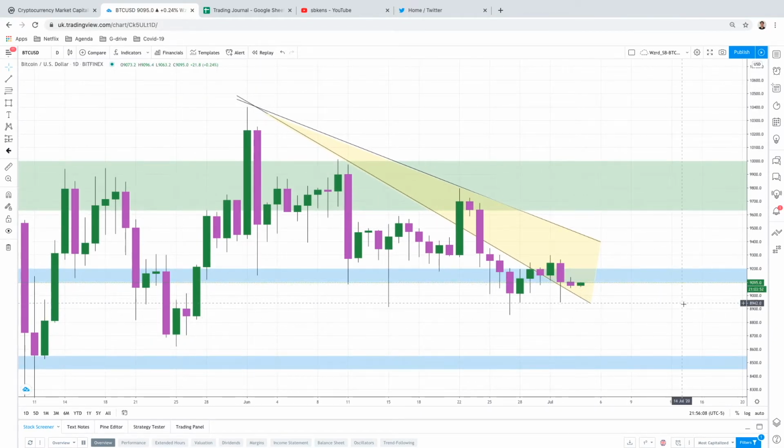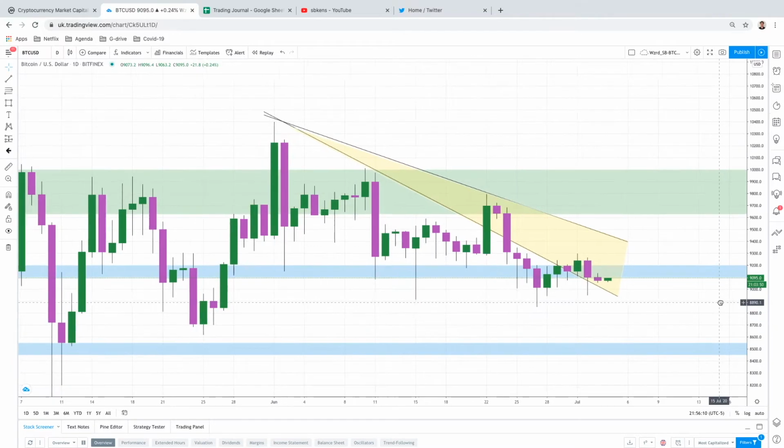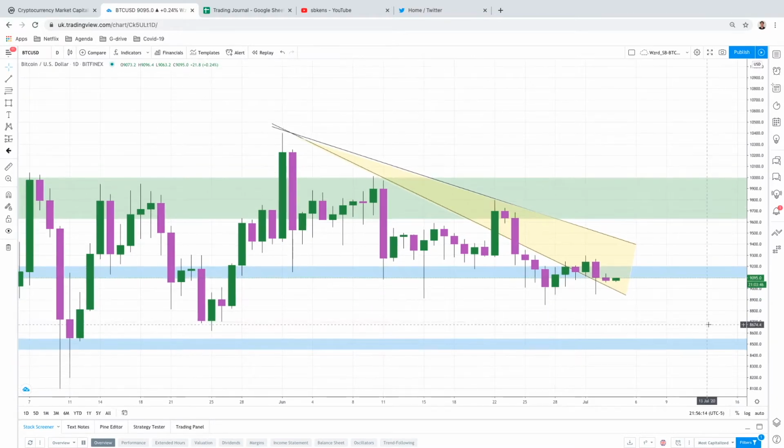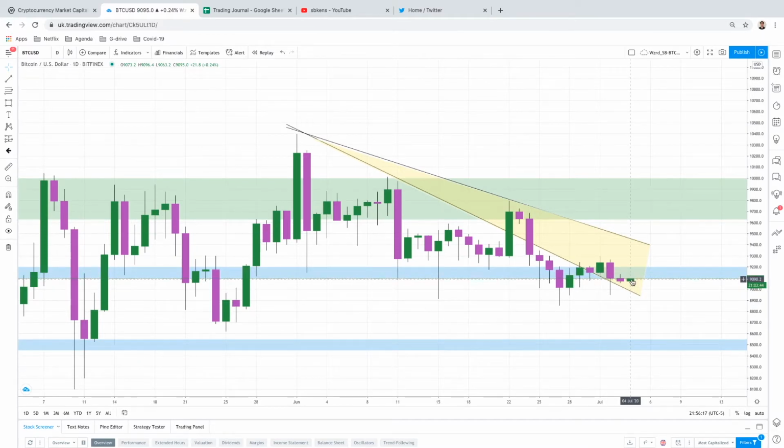There's still 21 hours for the daily candle to close. It is 4 a.m. in the UK. So again, we're going up. It looks like we're rejecting it, but in 21 hours, anything can happen.